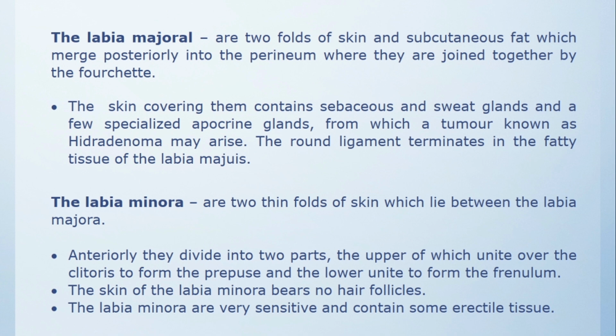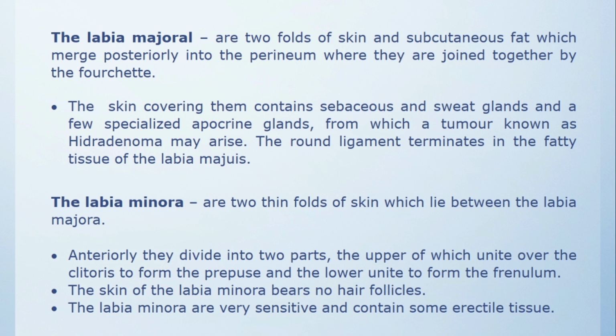The labia majora are two folds of skin and subcutaneous fat which merge posteriorly into the perineum, where they are joined together by the fourchette. The skin covering them contains sebaceous and sweat glands and a few specialized apocrine glands, from which a tumor known as hidradenoma may arise. The round ligament terminates in the fatty tissue of the labia majora.